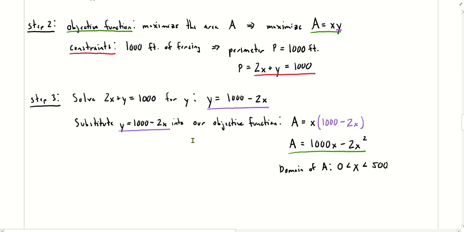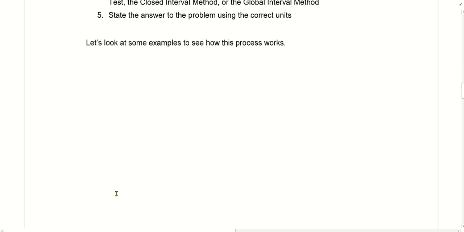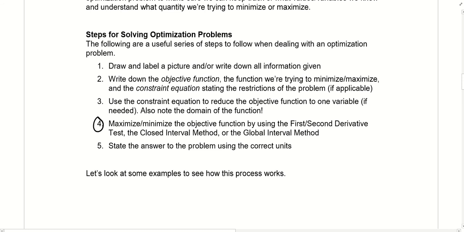All right, so that's all stuff we have done that hasn't involved calculus. Step 4 is where we really see the calculus part of this process. And this is where things are going to look somewhat familiar to what we were doing in topic 8. So if I go up here to step 4, this is where we actually do our optimization. This is where we maximize or minimize the objective function using one or more of those techniques we talked about back in topic 8: the first or second derivative test, the closed interval method, or the global interval method.